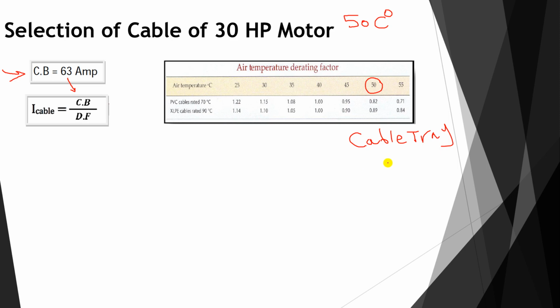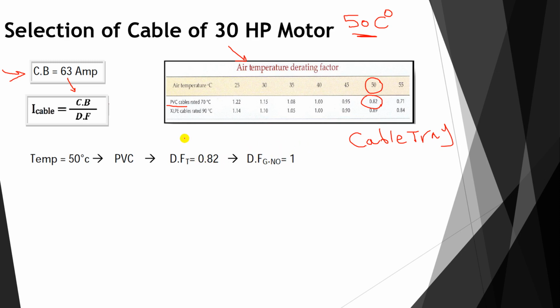Now, since they are in free air, we are concerned with the derating factor of air temperature. So we have 50 Celsius degree and we are going to use PVC cables, which have a rating of 70 Celsius degree. So we are going to use this derating factor, 0.82. As you can see here, 50 Celsius degree PVC, derating factor 0.82, and grouping factor equal to unity.